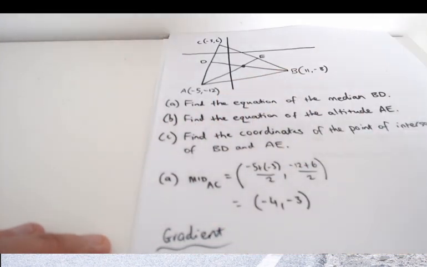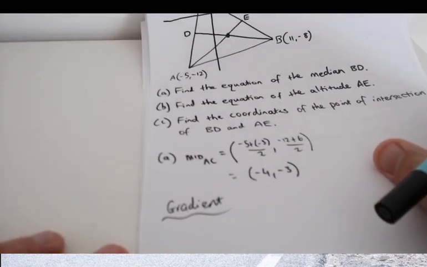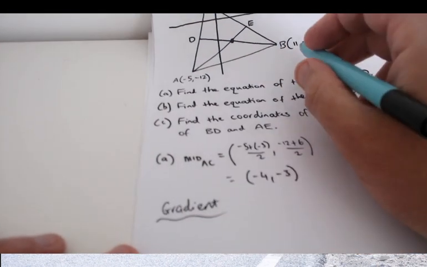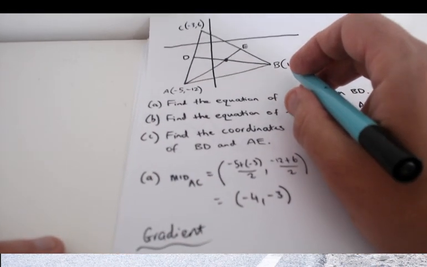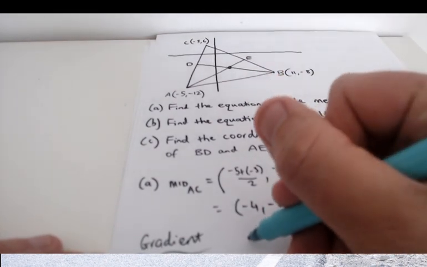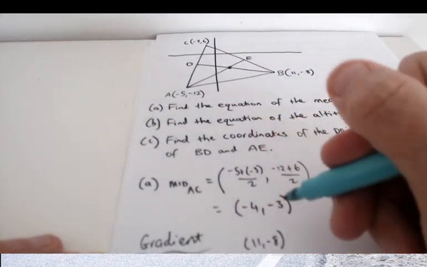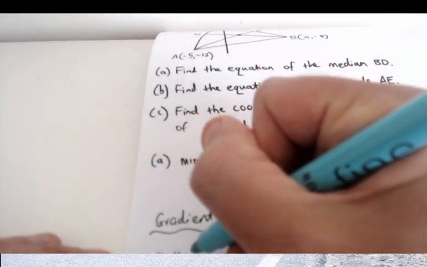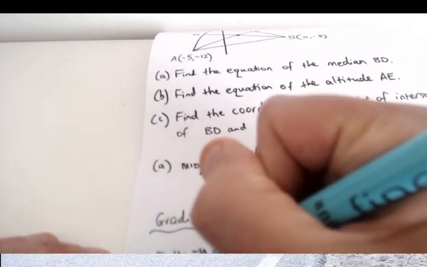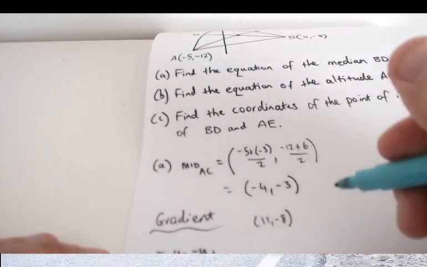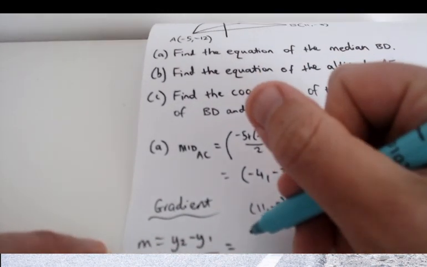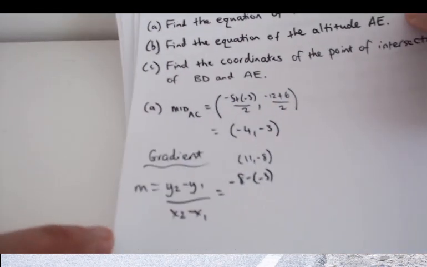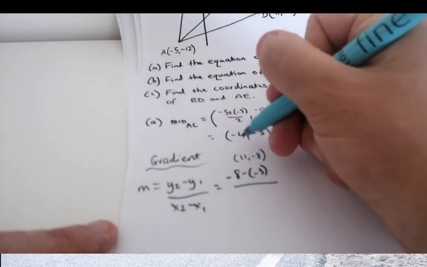Okay, so for my equation, I need the gradient of the line BD. Well, I know I've got that point that's on it, and we've also got point B that's on the line, which is (11, −8). So those are the 2 points that I'm going to use to do my gradient formula. So it's going to be the gradient formula, y2 minus y1 over x2 minus x1. So that's going to give me −8 take away −3 over 11 take away −4.